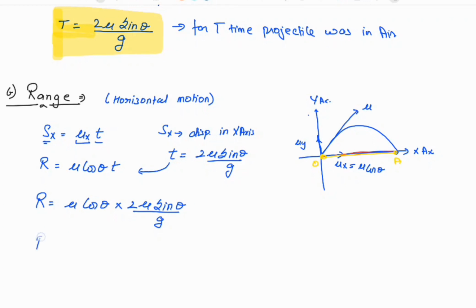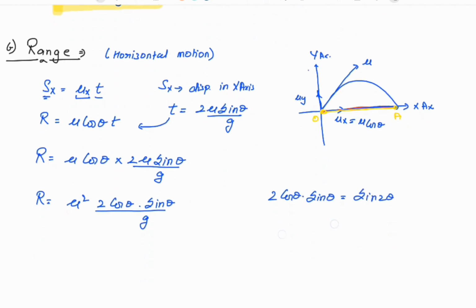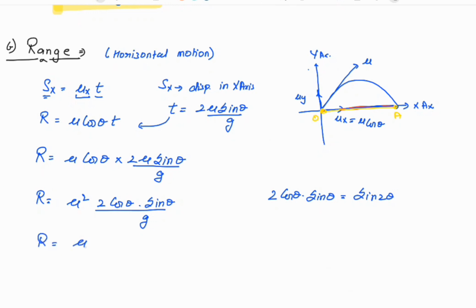Now solve it. R is going to be u square, 2 cos theta multiplied by sin theta, divided by g. We know the identity 2 cos theta sin theta is equal to sin of 2 theta. So R is going to be u square sin of 2 theta divided by g. This is my formula to find the range of any projectile which is thrown at an angle of theta. This is the range of the projectile.